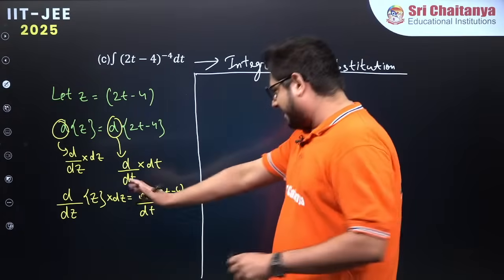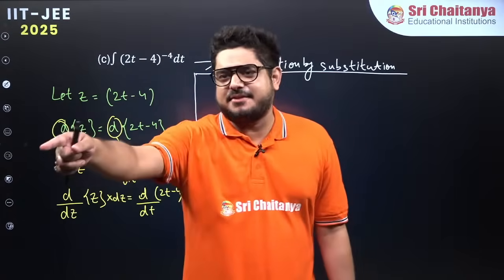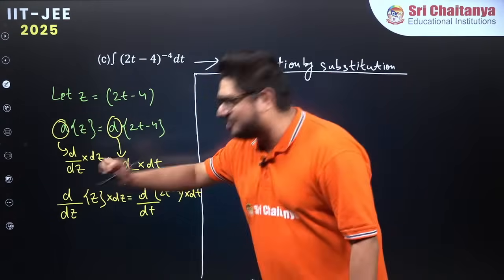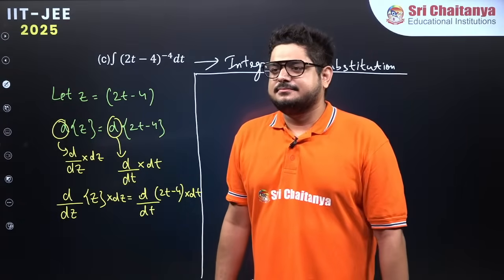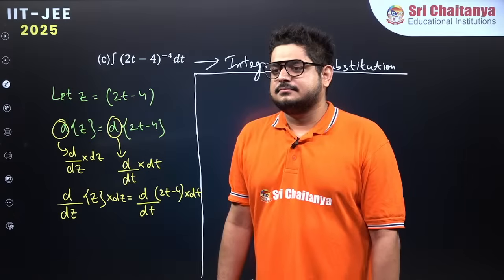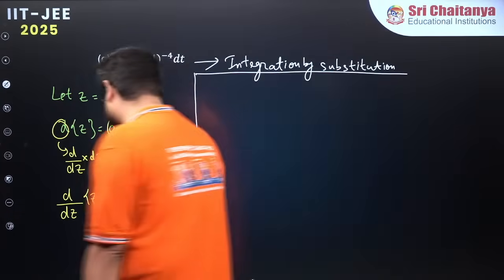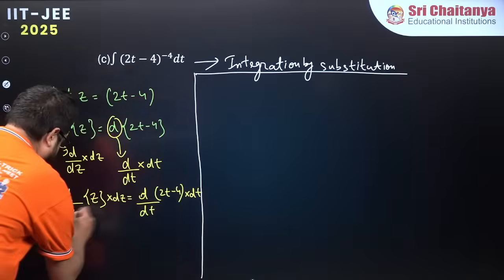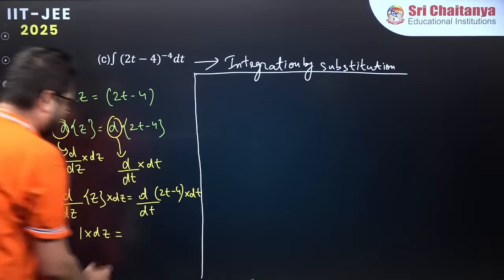So now what I can write is, what is d by dz of z? Write down the answer, everyone, in the chat box. What is d by dz of z? Yes, 1. Correct. D by dz of z is 1, into dz.